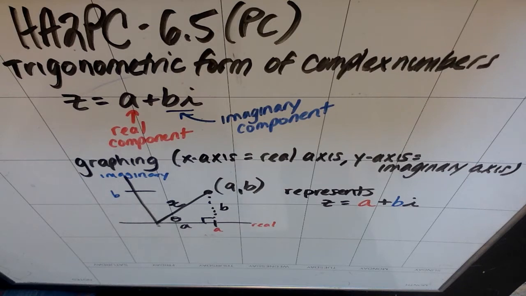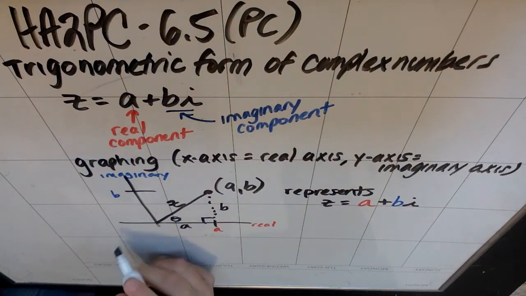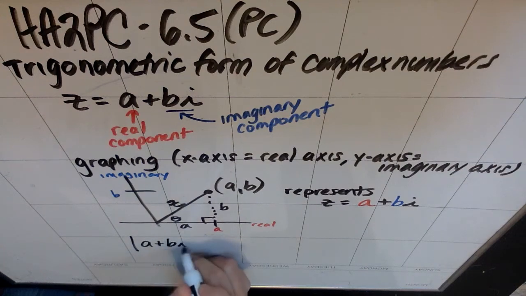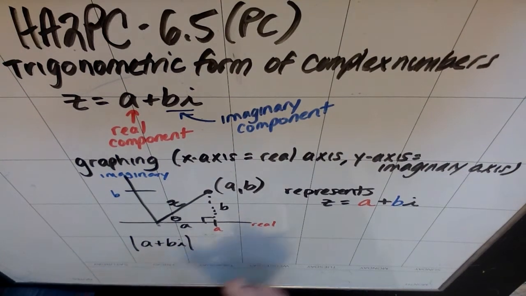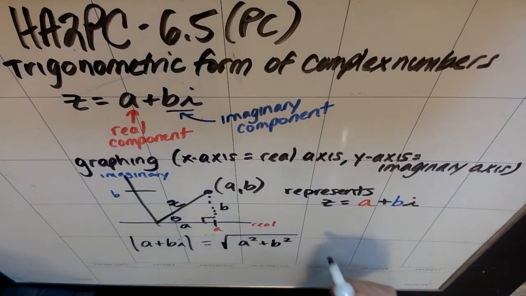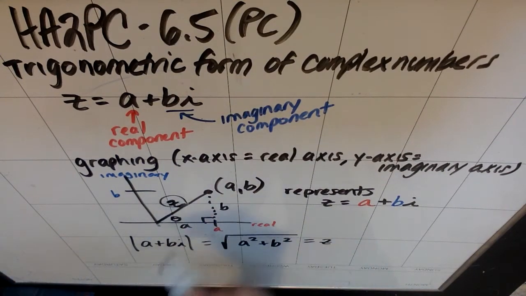So rather than just give you this formula, I'm going to walk you through a couple of things and how they make logical sense. The first thing we're going to walk through is the definition of what it means to be the absolute value of a plus bi. The absolute value of a plus bi is essentially the hypotenuse of this triangle, so it's the square root of a squared plus b squared, which would give you that hypotenuse.